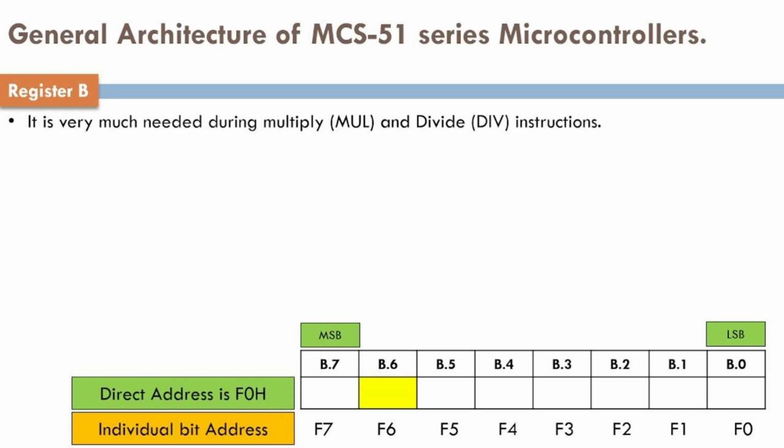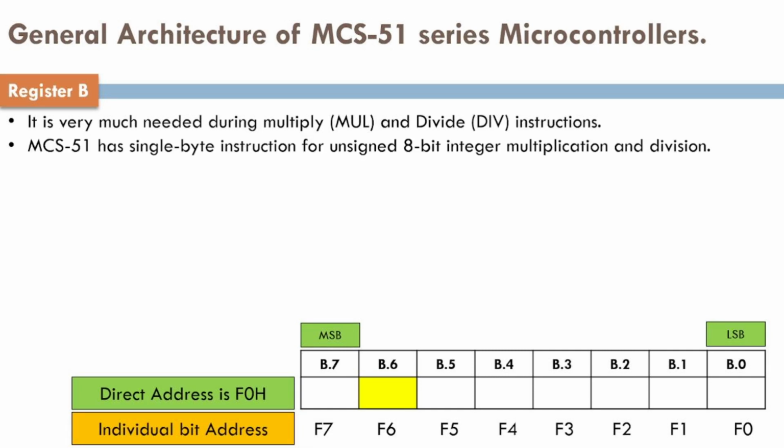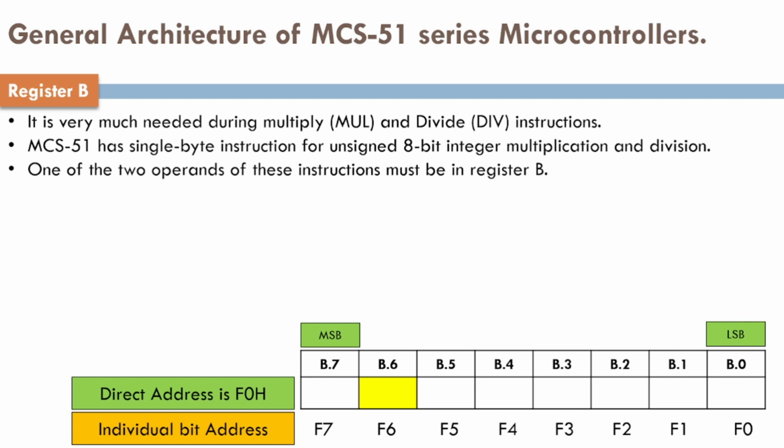Register B is very much needed during multiply, MUL, and divide, DIV, instructions. MCS 51 has a single byte instruction for unsigned 8-bit integer multiplication and division. One of the two operands of these instructions must be in register B. The other operand must be in the accumulator.